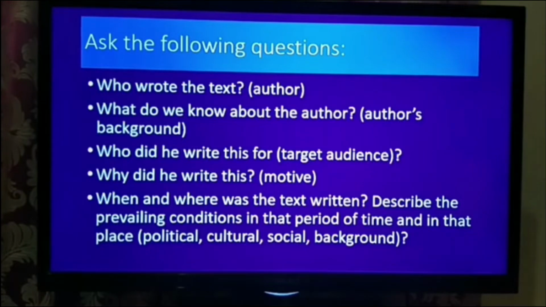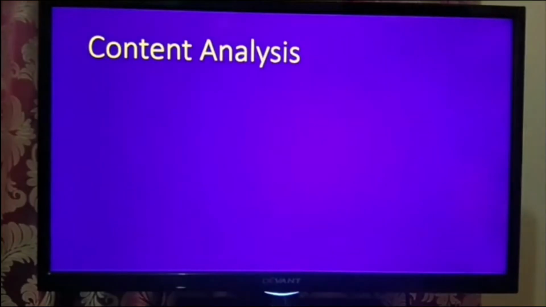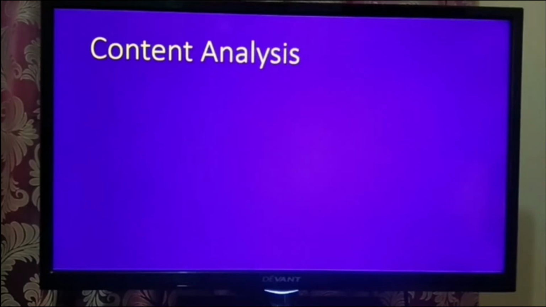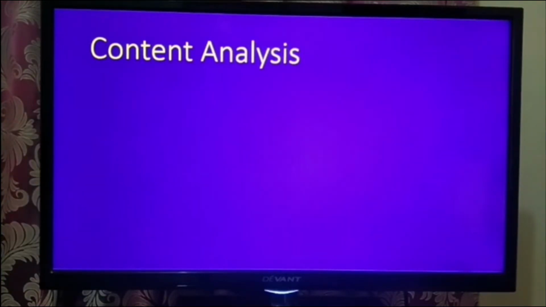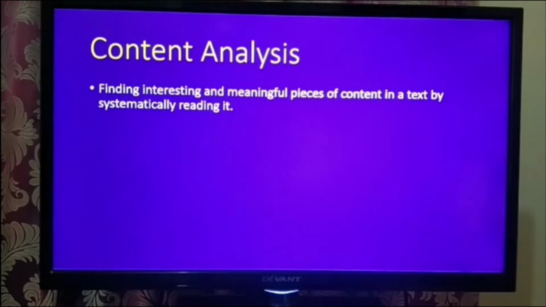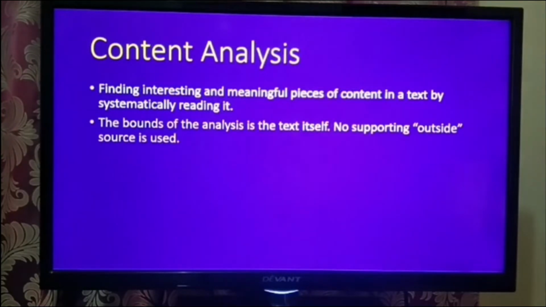Okay, next, number 2 tool that historians use is content analysis. So the root word here is content. What is inside the document? So you will try to find interesting and meaningful pieces inside the document by systematically reading it. So that means you will read the material in between the lines and you will not use any outside source.